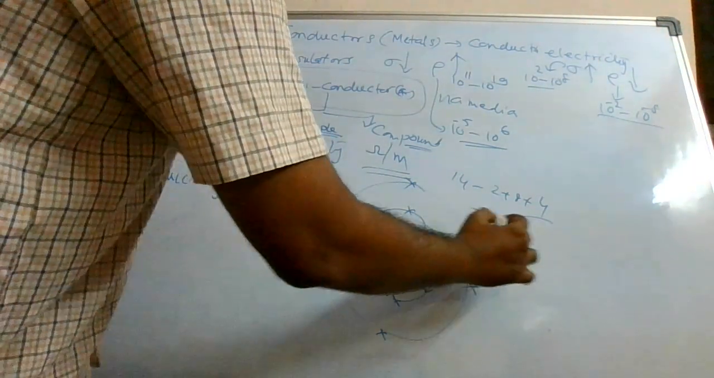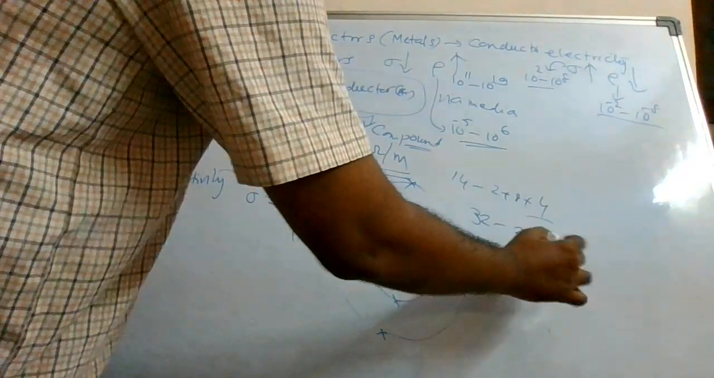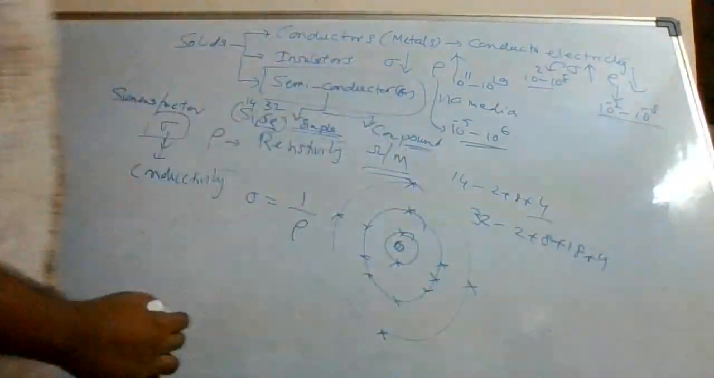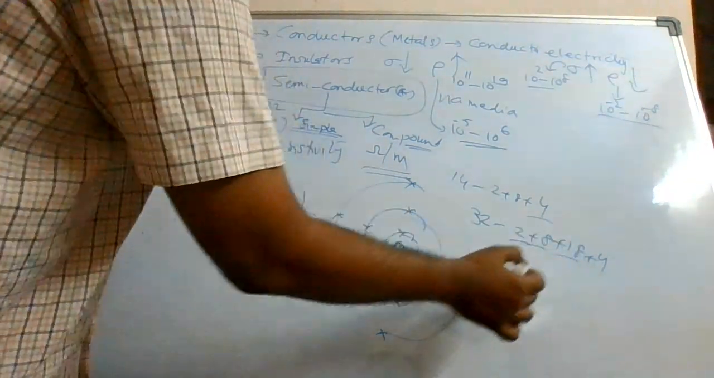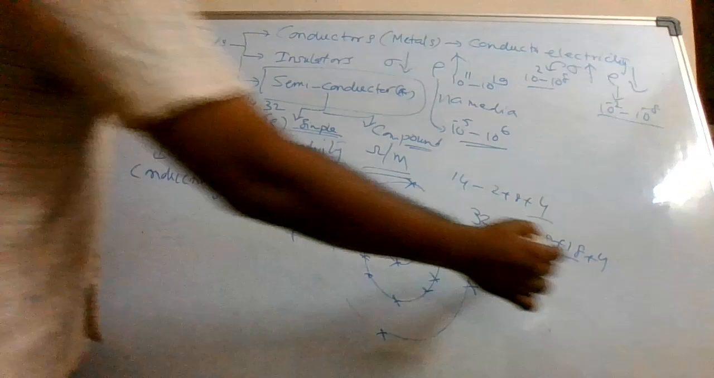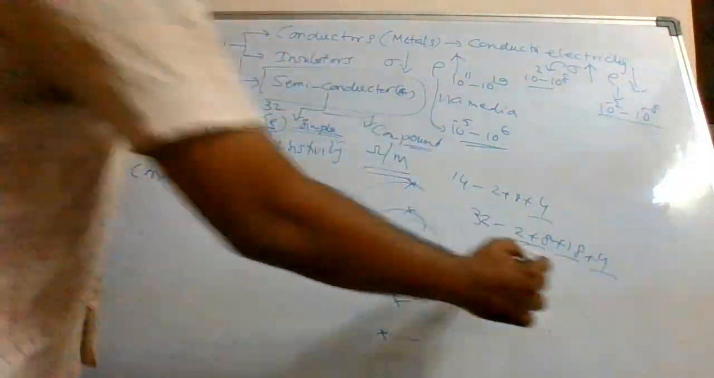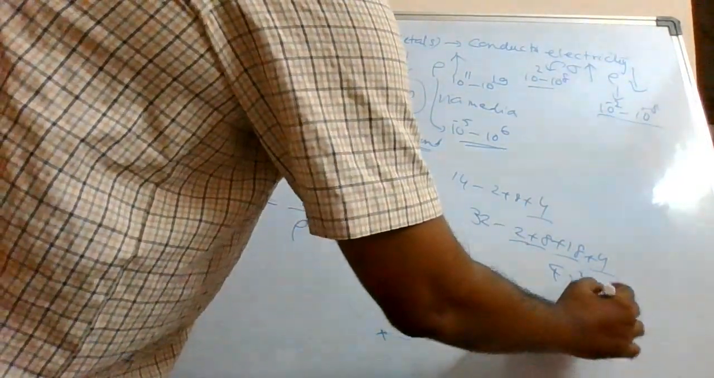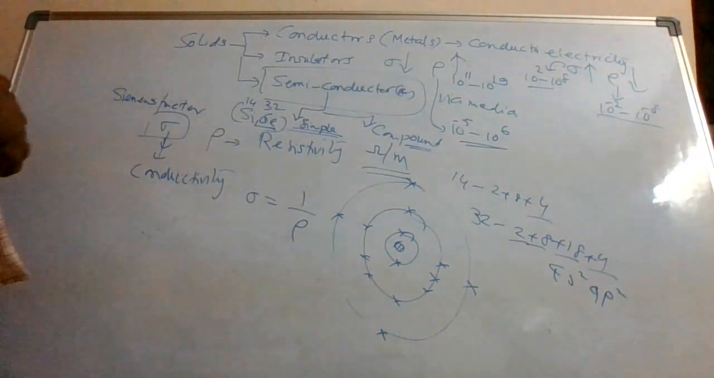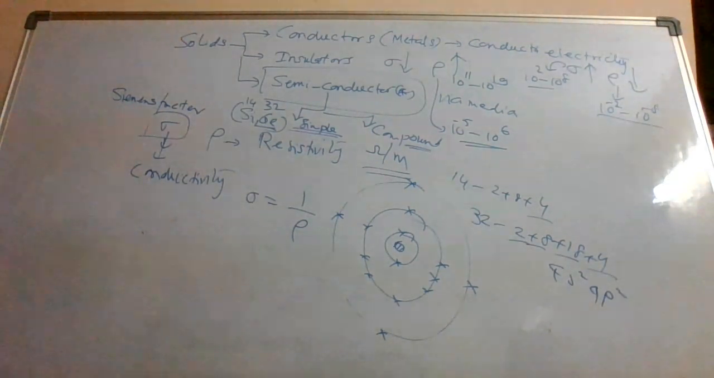How can you write it? 2 plus 8, then 18 plus 4. So this is the first orbit, second orbit, third orbit, total full. So in the fourth orbit, only 4 are available. You can write 4s2 4p2, right? 4s2 4p2. In the p, you need to have 6. Now p has got 2, it needs 4 more.